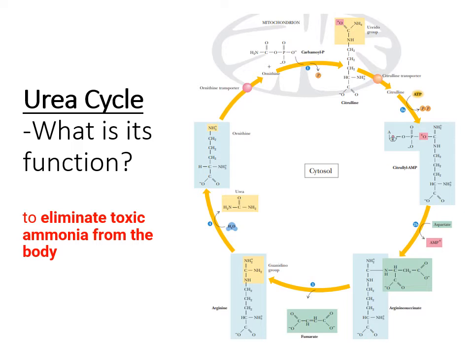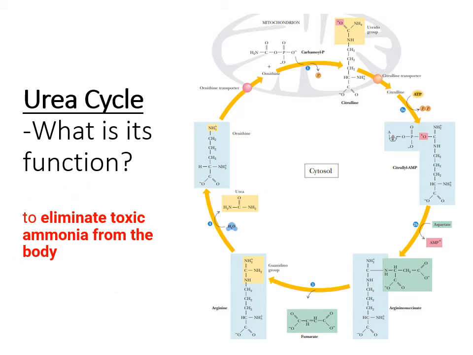So now that brings us to the urea cycle, and I'm not going to make you memorize all of this. I don't want you to know how to draw out the structures or anything. I just want you to know that this urea cycle does exist and that its main function is to eliminate toxic ammonia from the body.